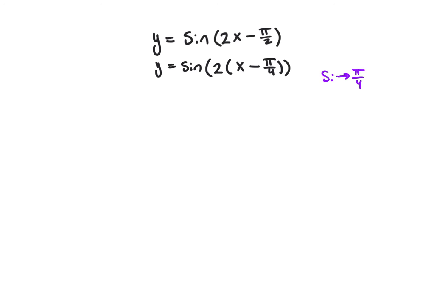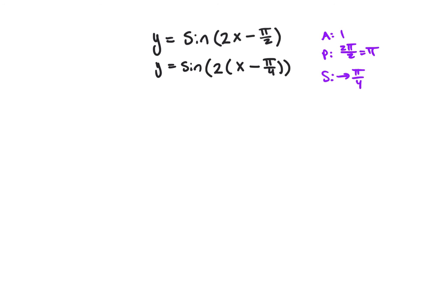When you graph and plot these, it looks similar, but you've got to make sure you label your stuff correctly. Your amplitude is still 1. Your period here, though, is modified by that 2 right there. So our period is 2 pi over 2, which is pi.